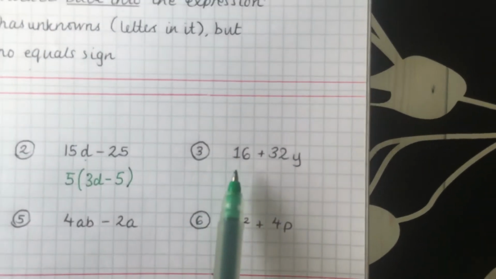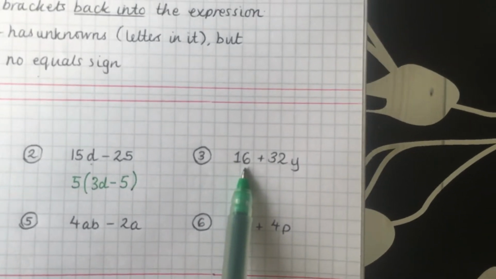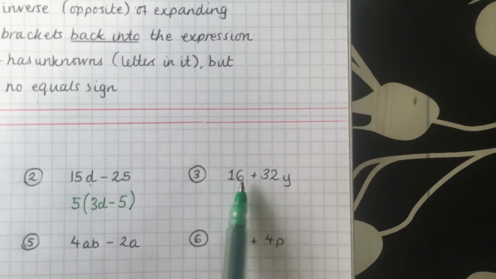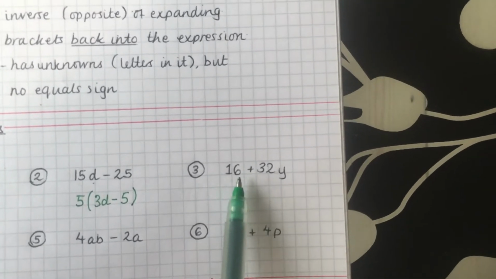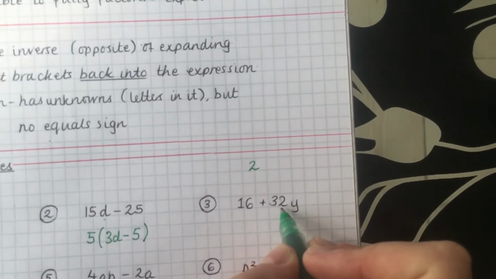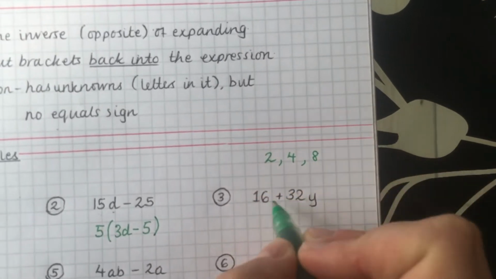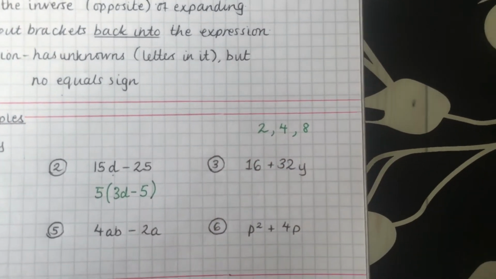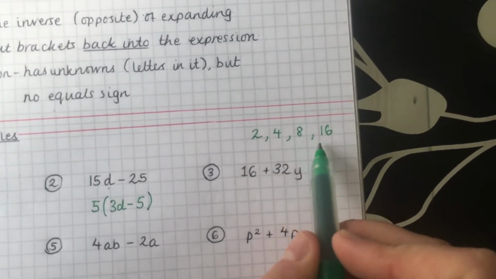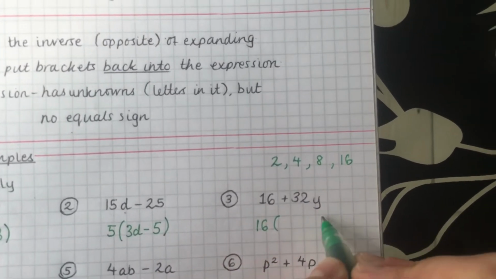Next question. Now, this one I've deliberately included because lots of people make the mistake where they don't take out the highest number that they can. Clearly, common to both of these numbers we've got several options. We've got 2, that's common to both 16 and 32. We've got 4, that's common to both. 8, that's common to both, but there's still an even higher number that's common, and that is 16. So we need to make sure we're taking out the highest amount. So 16 goes outside the brackets.